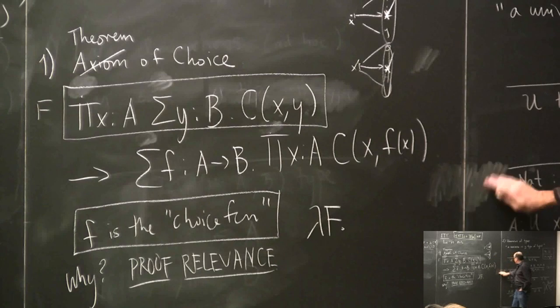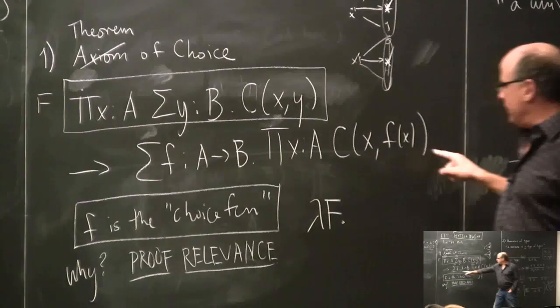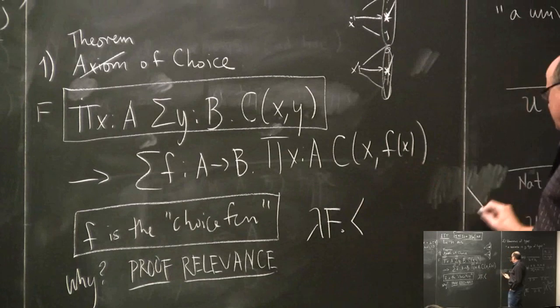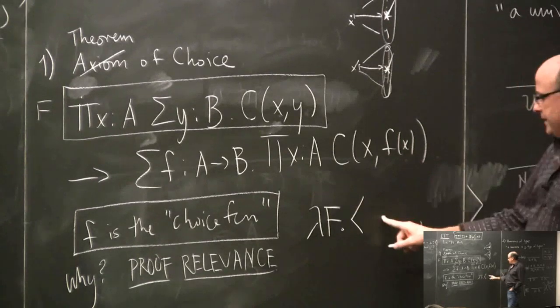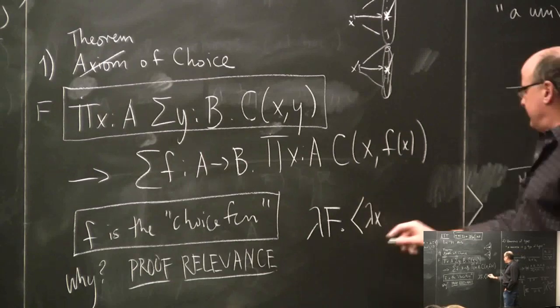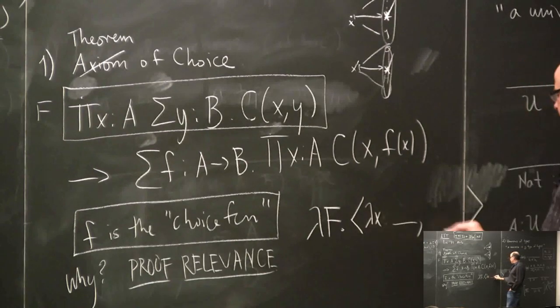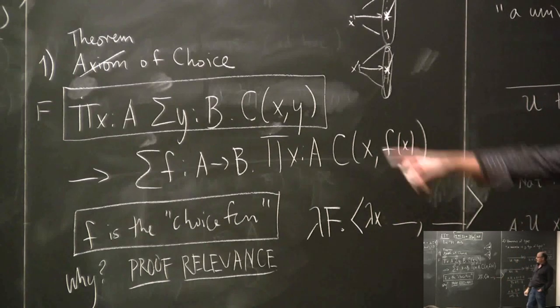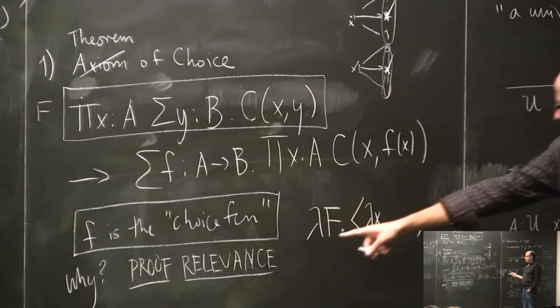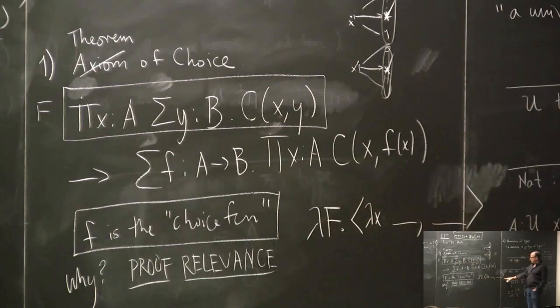And so let me make some room for myself. To give me one of these, I want to write down an ordered pair, which is the f from A to B here. So this is going to be lambda x in A, and I'm going to write something here, and then I'm going to write something here. So the proof of the theorem of choice is going to be this lambda term that I'm going to write down.